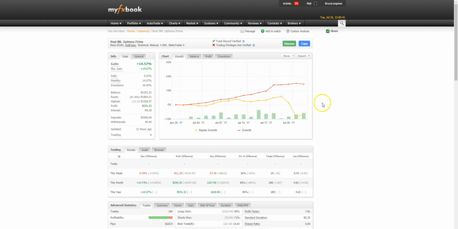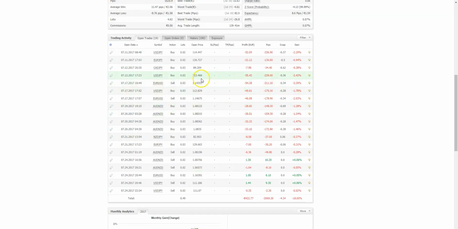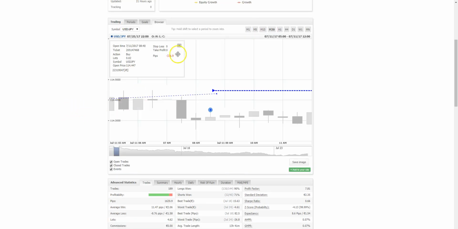What I want you to really pay attention to on this portfolio is this big gap between the red line and the yellow line, the balance and the equity. What this means is what I like to call a stay and pray type of portfolio or type of trader. They love to stay in the market, as you can see, and they wait for these things to turn around in their favor. So let me click on this USD/JPY trade here, load up the graph so you can see exactly what this trader is actually doing.